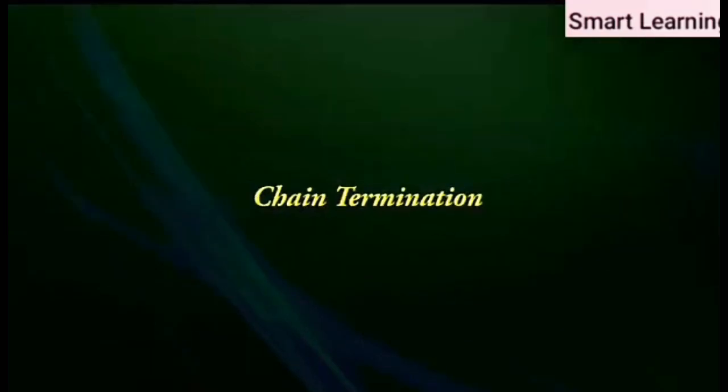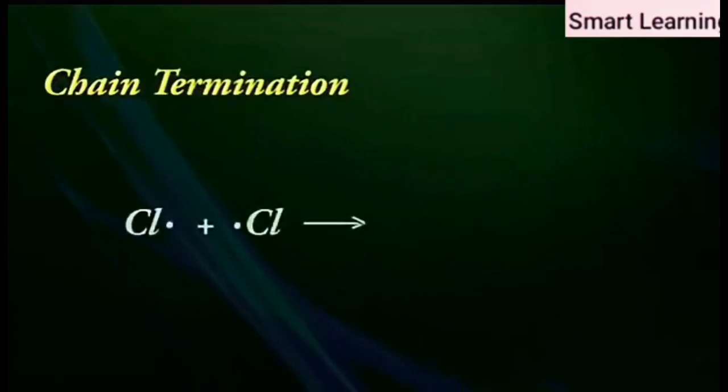The final step is the chain termination step. In this step, we terminate the reaction. Chlorine free radicals are provided from outside, which consume the already present chlorine radical and thus stop the reaction. The reaction is as shown here.